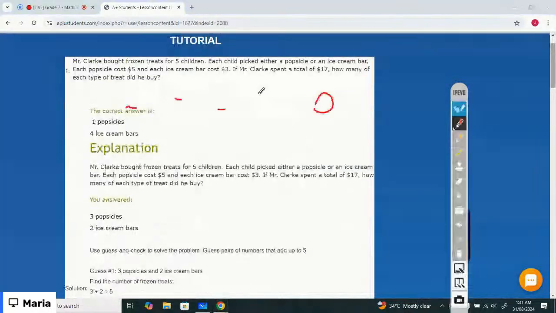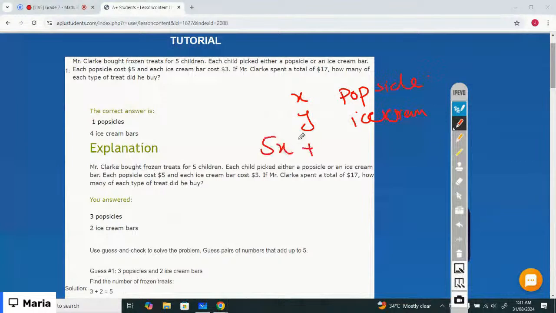For example, you can represent the popsicles by x and the ice creams by y, right? The popsicle costs 5, so that is 5x. The ice cream costs 3, so that is 3y, and the total equals 17. You need to calculate x and y, how many ice creams and how many popsicles. The total he bought is 5.